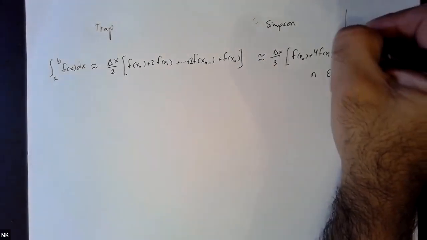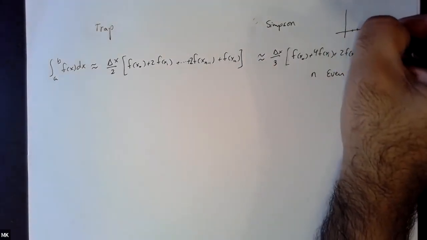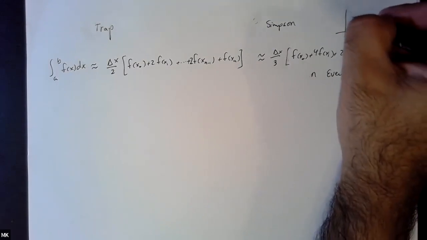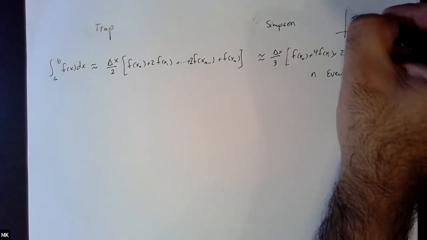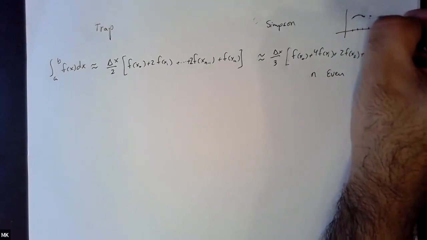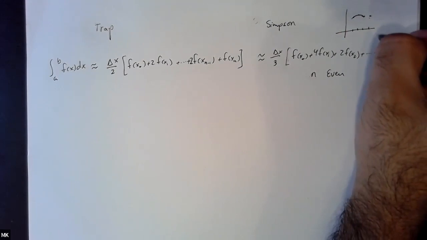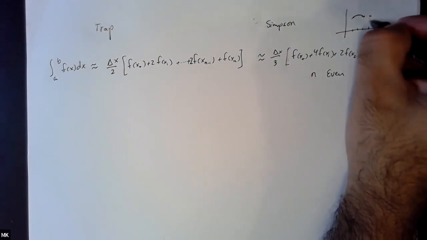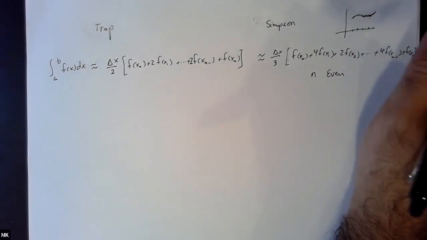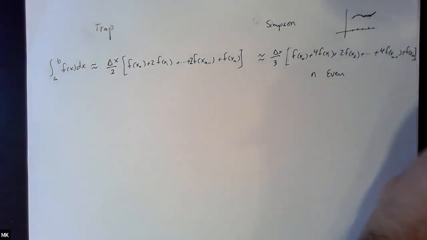If n is, for example, 3, with points 1, 2, 3, then those 3 will give you a curve, but then there are only these 2 left, not enough to build another parabola. So you need to have an even number of partitions to be able to create parabolas consecutively.